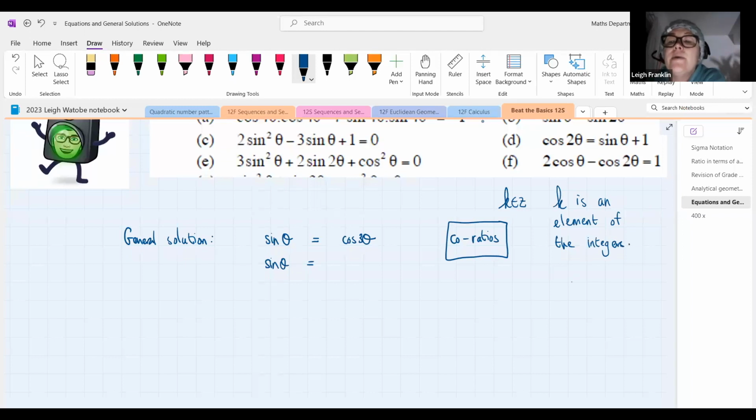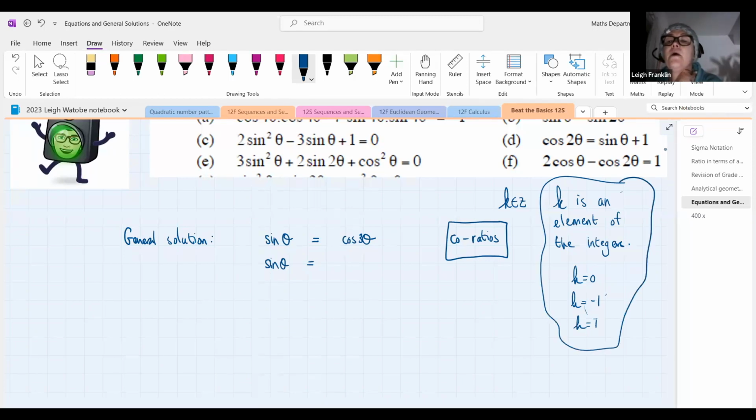Okay, so k can be equal to 0, or k can be equal to -1, or k can be equal to 1. It depends on how we are swinging around the Cartesian plane. If k is equal to -1, then we are swinging in a clockwise direction. If k is equal to 1, we're swinging in an anticlockwise direction and angles are getting bigger. Okay, does that make sense? Yes, ma'am. Okay, perfect.